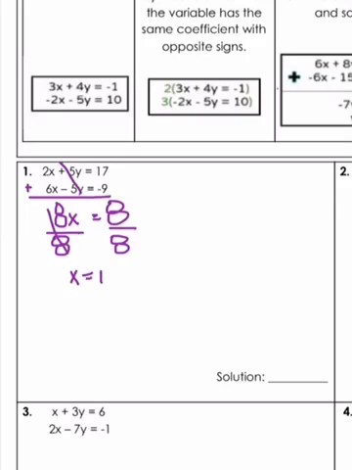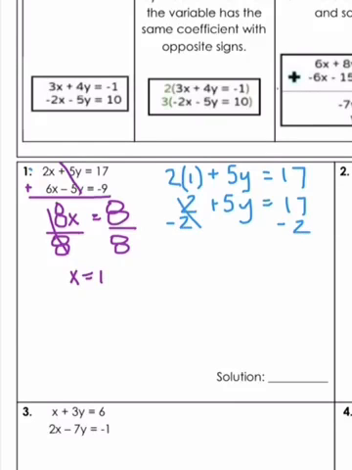So x equals 1. Then we need to plug that 1 in, and you can pick either equation. We're going to plug it back in so that we can find the y value. I'm going to choose this top equation here. So 2, and instead of x, we're going to put 1 because we now know that the value of x is 1. So 2 times 1 plus 5y equals 17. 2 times 1 is 2, plus 5y is 17.